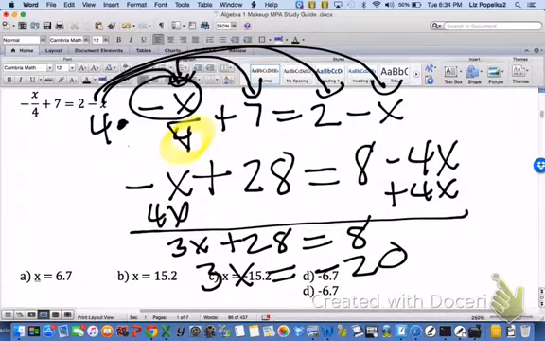If I do that, x is going to be equal to a negative, and it's actually a 6.6 repeating, so I'm rounding it to a negative 6.7, which happens to be D as far as our answer choices.